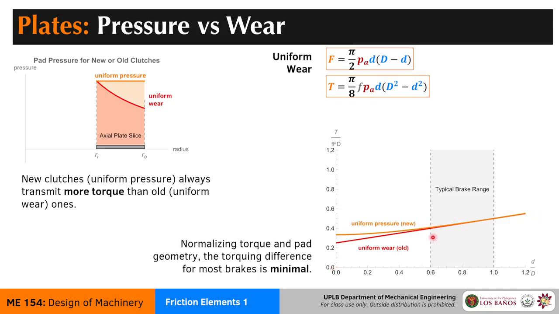And what tends to happen is that because you want to design your elements for long life, you prefer to use the uniform wear model, even though uniform pressure will give you the better output. Now, there are some systems designed to exert uniform pressure, whether or not the clutch ages or not. But we will not explore that kind of system here. So that is it for plate clutches.